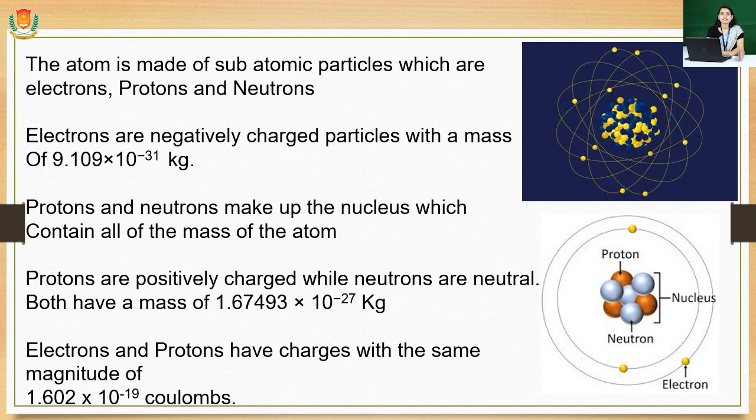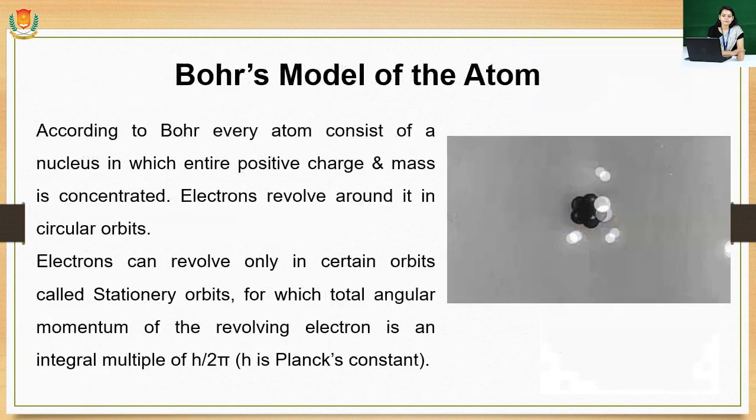Now we will discuss the second topic for the day, which is Bohr's model of the atom, or Bohr's atomic model. According to Bohr, every atom consists of a nucleus in which the entire positive charge and mass is concentrated. Electrons revolve around it in circular orbits. Electrons can revolve only in certain orbits, known as stationary orbits, and for these orbits the total angular momentum of the revolving electron is an integral multiple of h/2π, where h is Planck's constant.